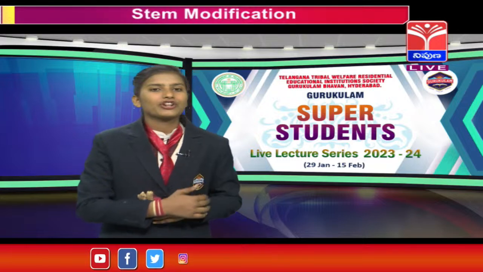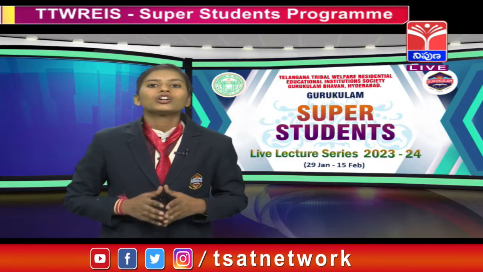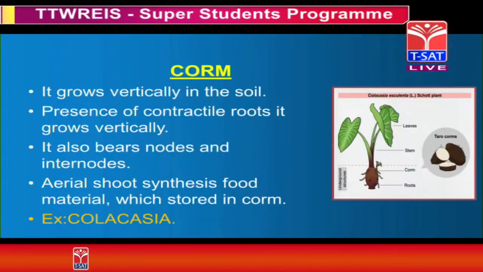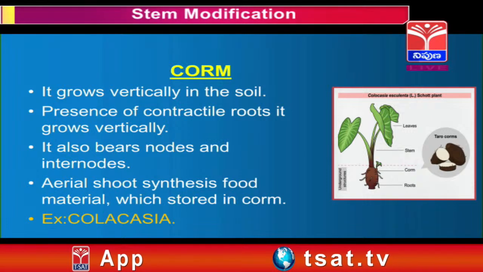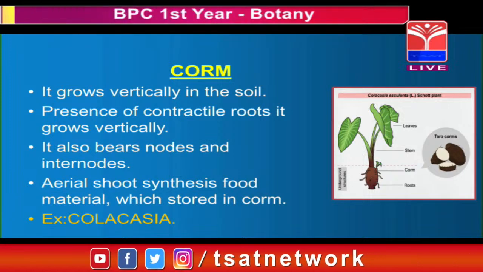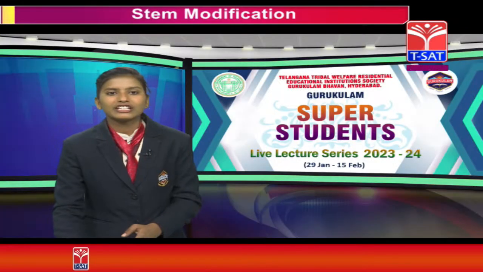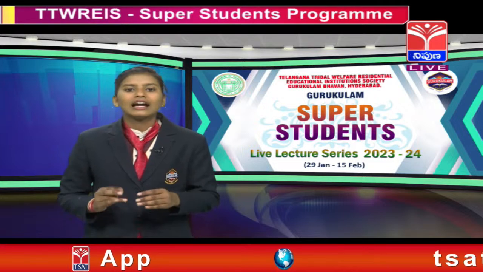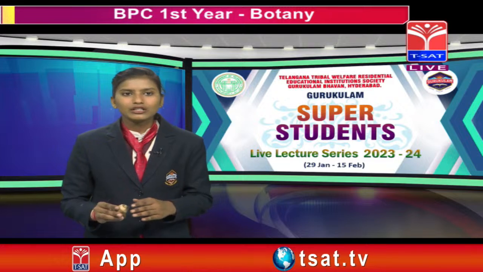And the next modification of the underground stem is the corm. The corm grows vertically below the soil. Previously we saw that the rhizome grows horizontally because of the absence of contractile roots. Here, because of the presence of contractile roots, it grows vertically below the soil.